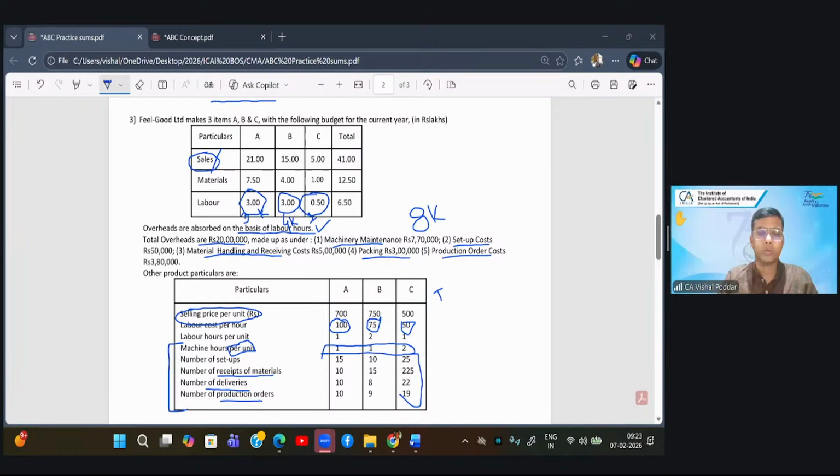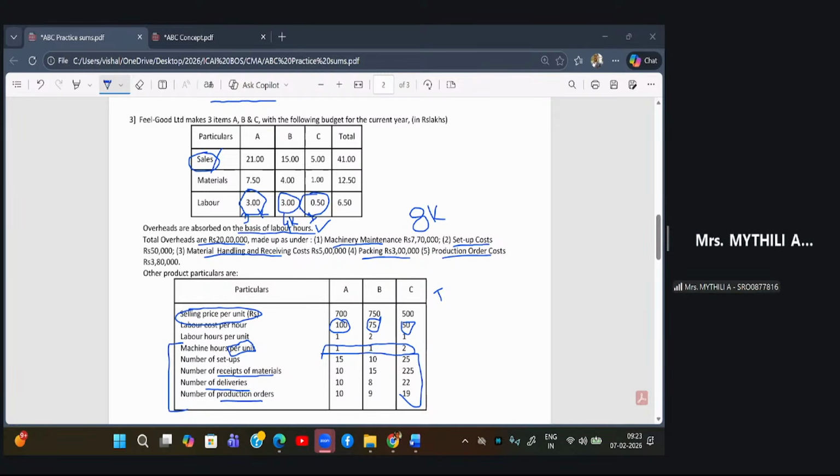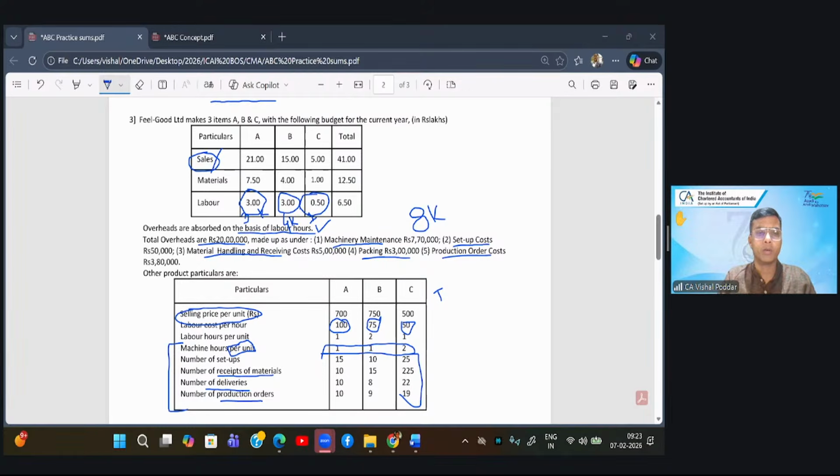Sir, for C, total machine hours will be 3,000, 2,000 and 2,000. Correct? And the total of all this, because we need total also to find out our OHR, will be 7,000. Correct?